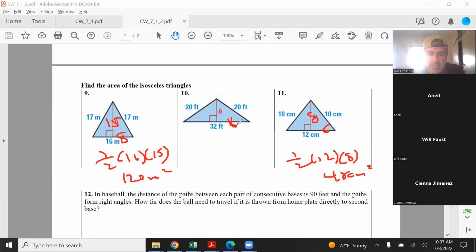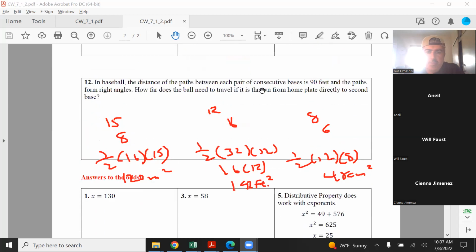This one, that's 16. I think that's going to be 12, if you did Pythagorean Theorem correctly. So you have half of 32 times 12. 16 times 12, that should be 192 feet squared. So I believe that is all correct. Okay. Questions on 9, 10, 11 before I talk about 12? Okay, let's talk about 12.